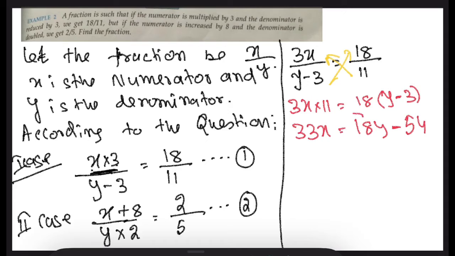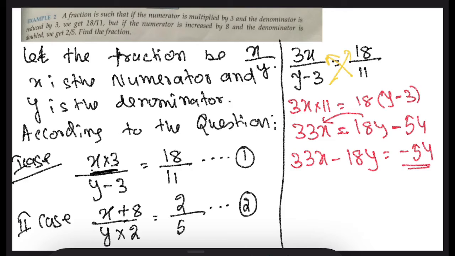Now bring this y to this side. Let's put all the variables on one side. So 33x, this 18y will come to the left-hand side, plus 18 will become minus 18y, equals minus 54. It will remain as it is.